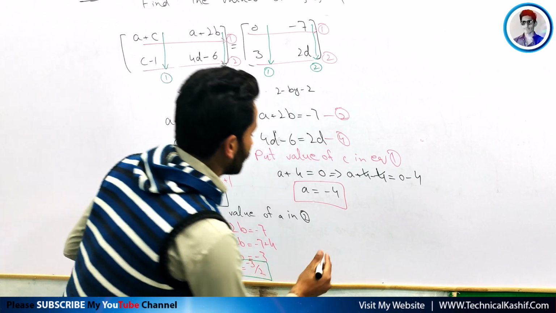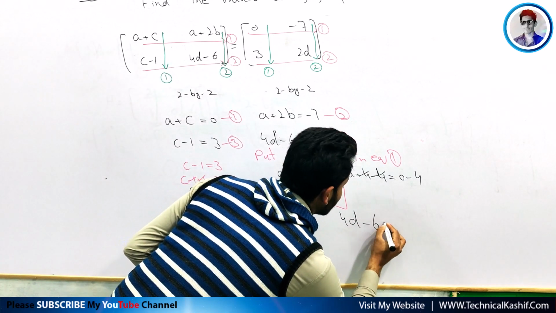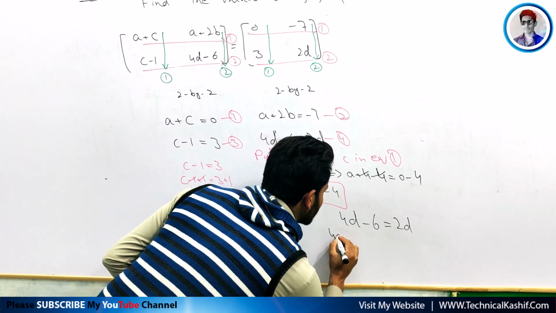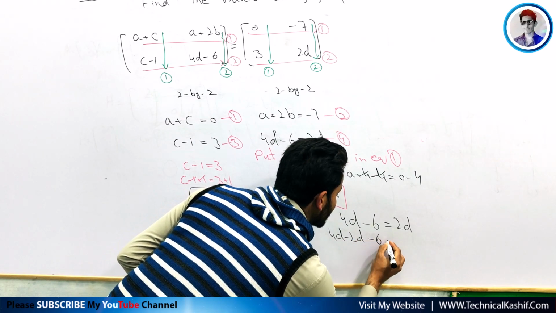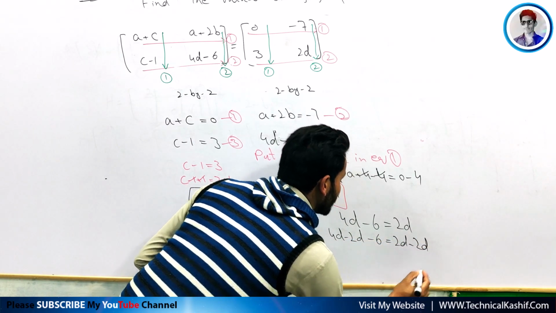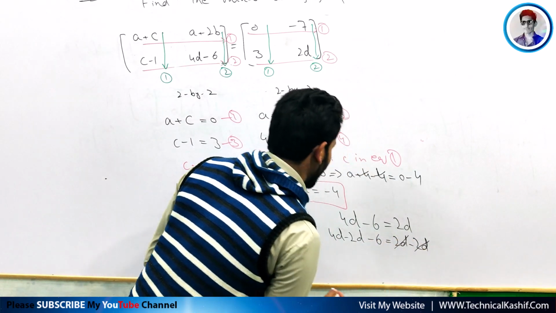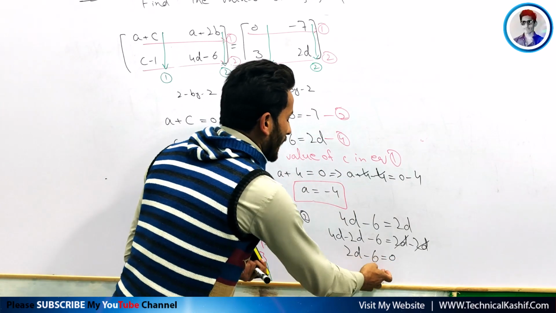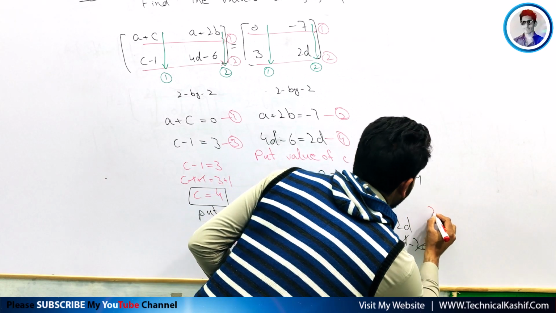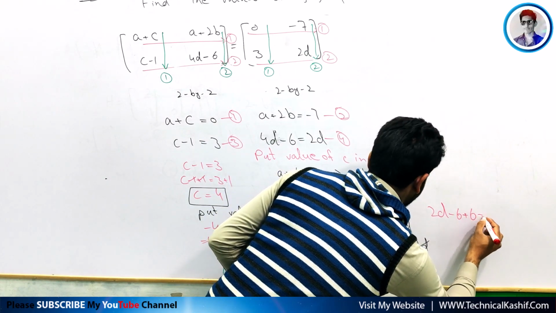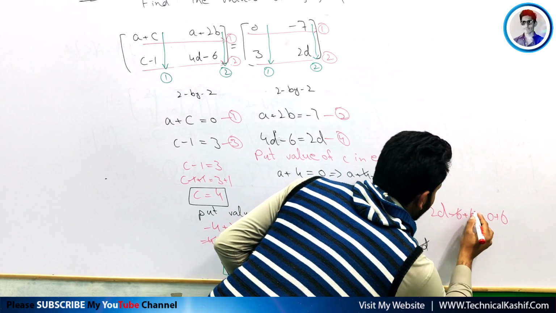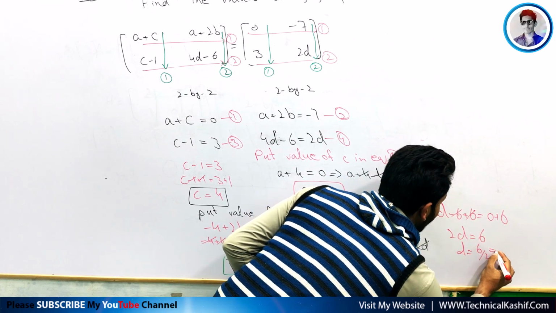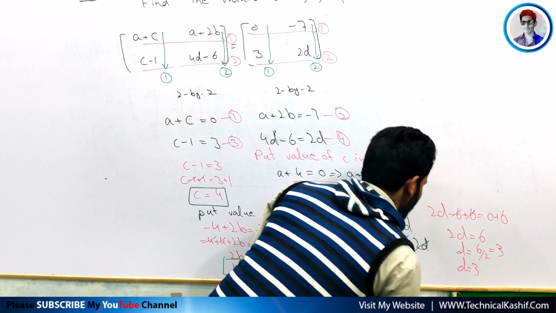Now for the fourth equation, 4d minus 6 is equal to 2d. Subtracting 2d on both sides, 4d minus 2d minus 6 is equal to 2d minus 2d. These 2d and 2d are cancelled out. 2d minus 6 is equal to 0. By adding 6 on both sides, 2d minus 6 plus 6 is equal to 0 plus 6. Minus 6 plus 6 cancel out, 2d is equal to 6 and d is equal to 6 by 2, which is equal to 3. The value of d is equal to 3.